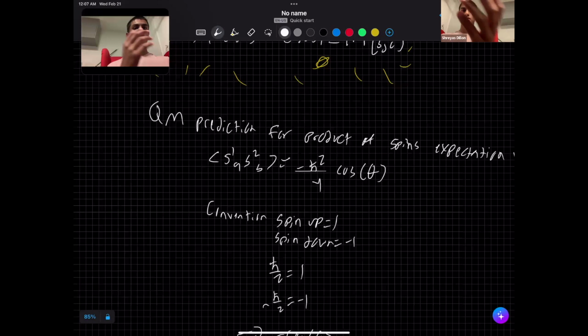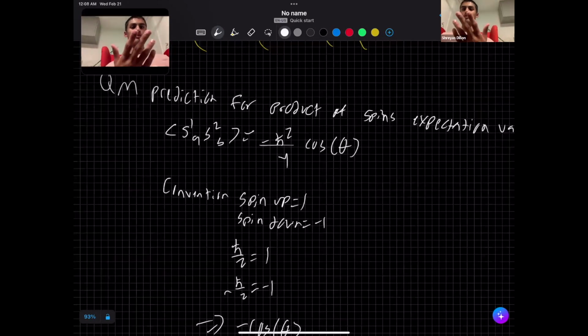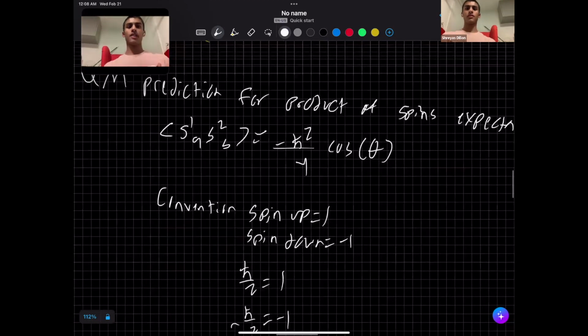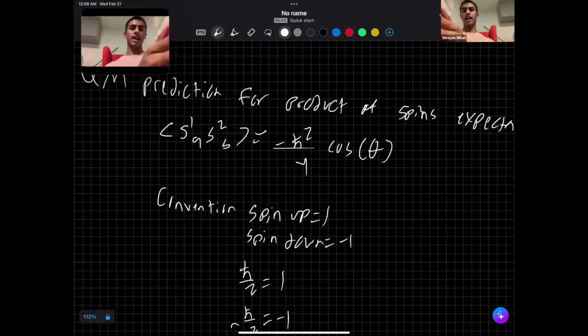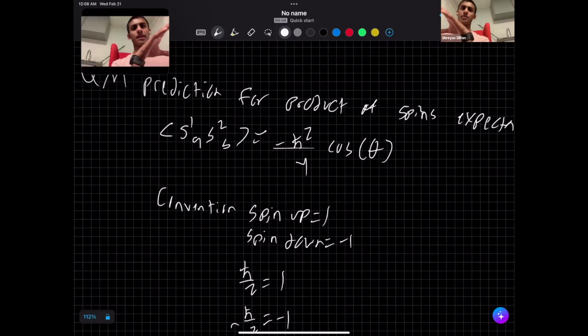Now we have the quantum mechanical prediction for the expectation value. These brackets here represent the expectation value, and this S1 of A times S2 of B represents our two different particles measured at A, which is going to be our A vector, and B, our B vector. We can already see that this is going to be kind of similar, based on just having two different vectors, A and B, and two different particles. And the quantum mechanical prediction for this is negative h bar squared over 4 times cosine theta. The actual derivation of this would take a little longer. We don't have time for that.